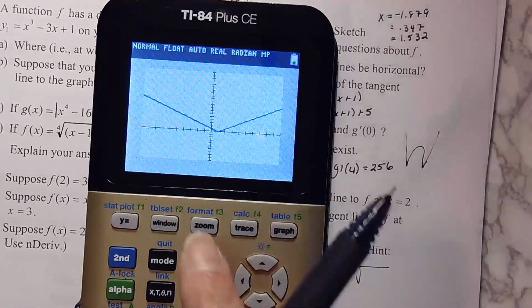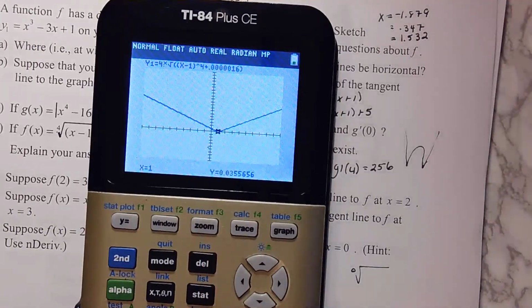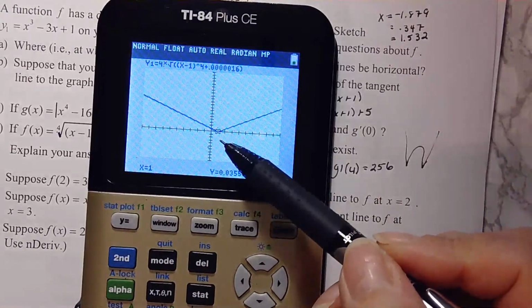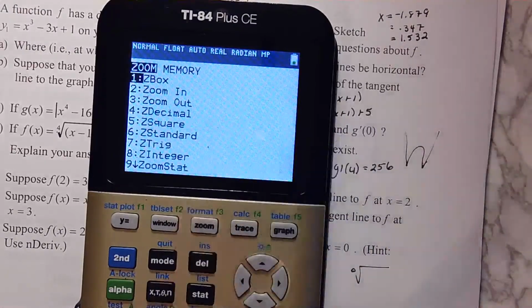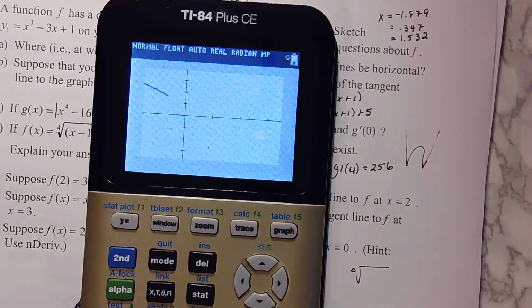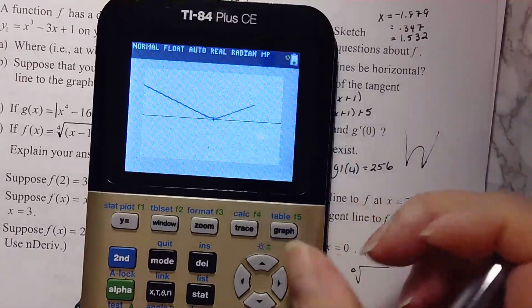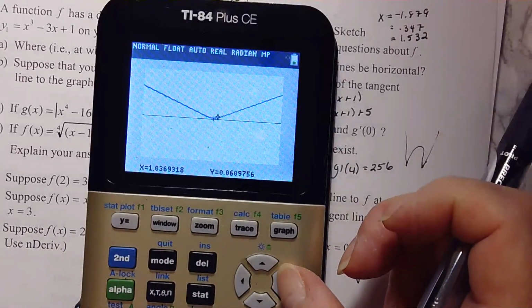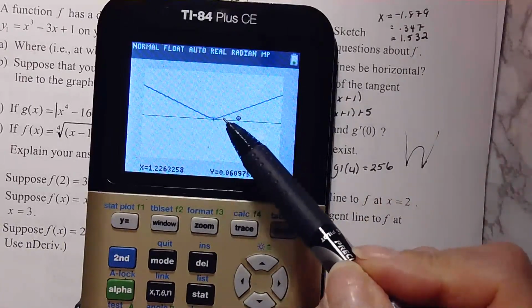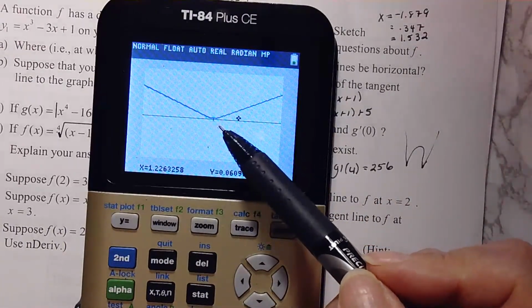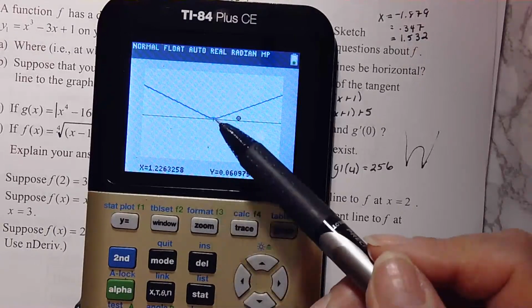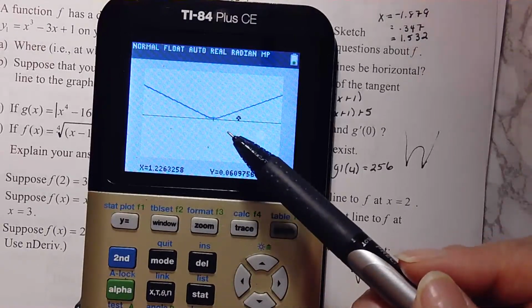But here, if I do trace 1, enter, it puts my cursor on that value on the graph. And now if I do zoom 2, I'm going to zoom in. The first zoom still looks like a pretty sharp corner there. If I hit enter again, it's going to zoom in again. And as we zoom closer and closer, I'm going to move my cursor because I think it's going to be in the way. It becomes very clear that that's rounded. So depending on the window, it looks like a really sharp corner, but if you investigate it, you see it's not a sharp corner.